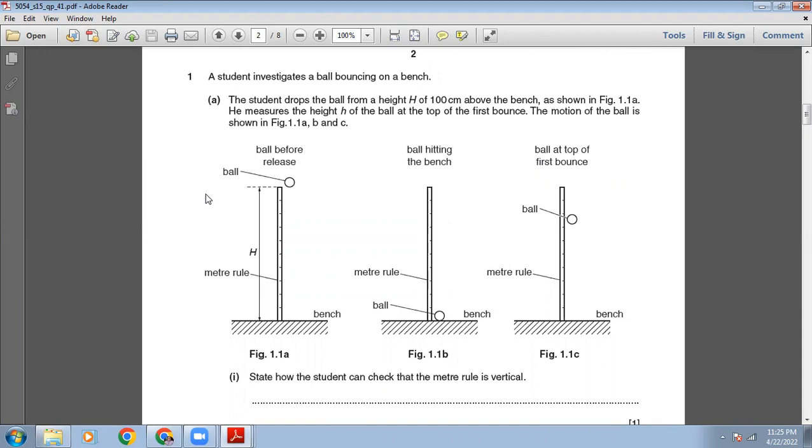So they drop the ball from a height of 100 centimeters. They call that height capital H. When the ball takes the first bounce, the height of that bounce is called small h, and they have shown it here. You drop the ball from here, it hits the bench and then it takes the bounce. Whatever the height of that bounce is, that is called small h.